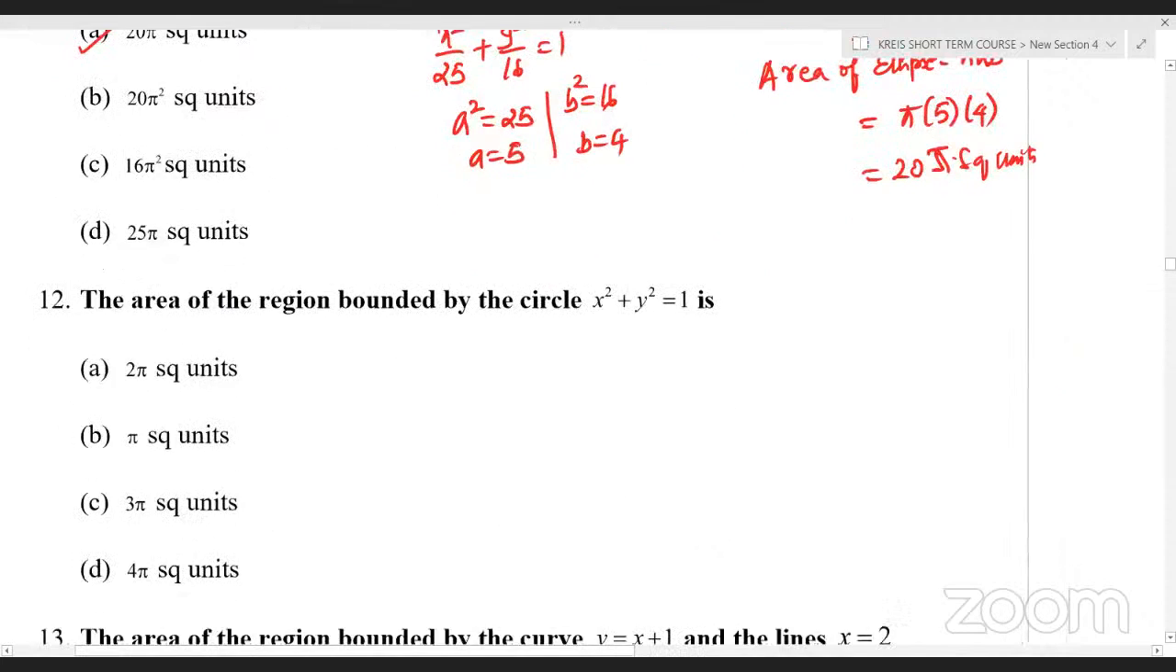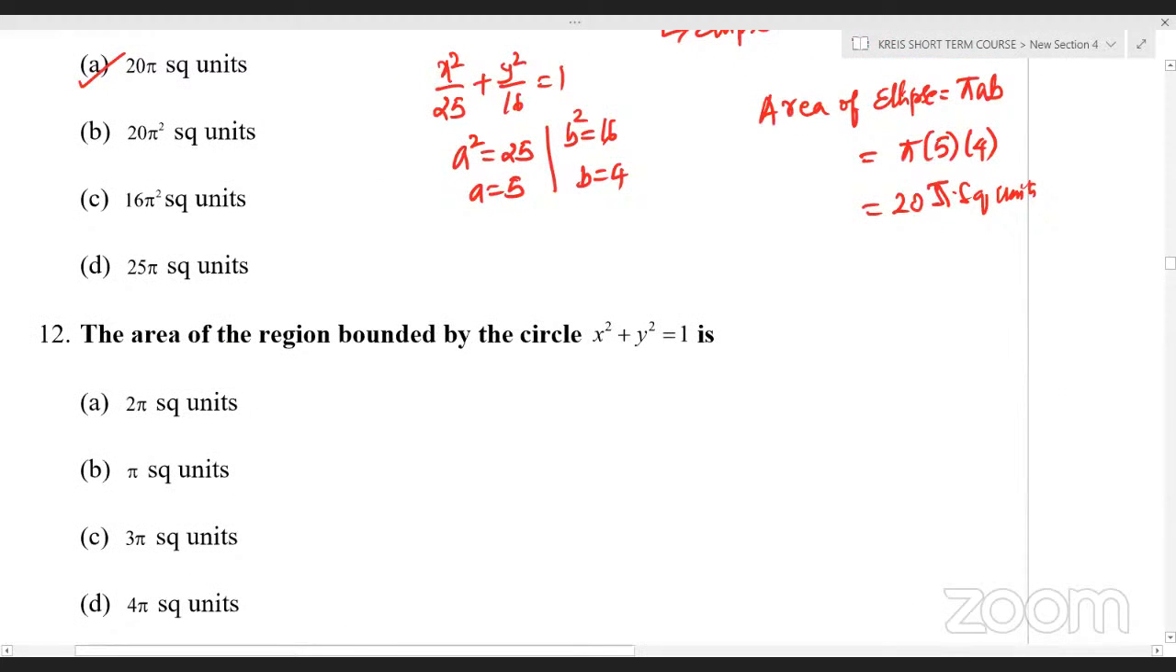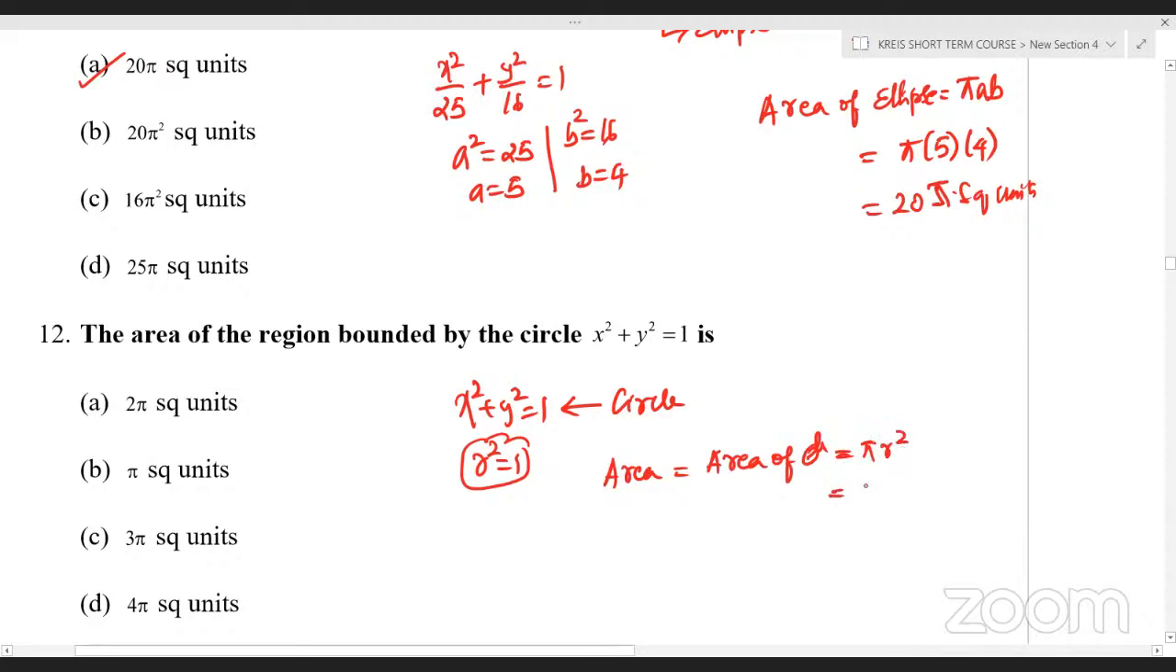Then look at the 12th question. The area of the region bounded by the circle x square plus y squared is equal to 1. So r square is equal to 1. This is going to be a circle with center at origin and radius 1 unit. Therefore, the required area is given by the area of the circle, pi r square. It is going to be pi into 1. So it gives you pi square units. Option B is going to be the correct answer.